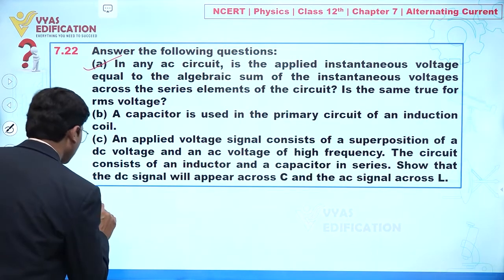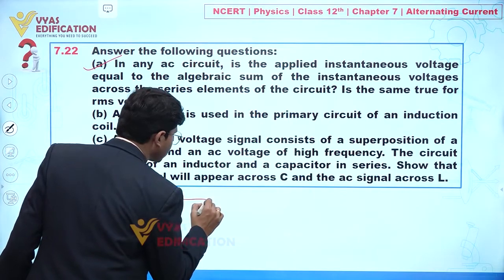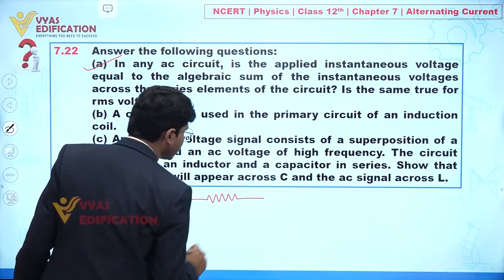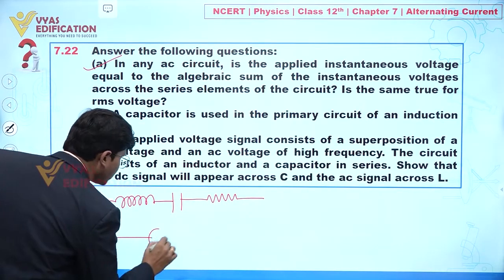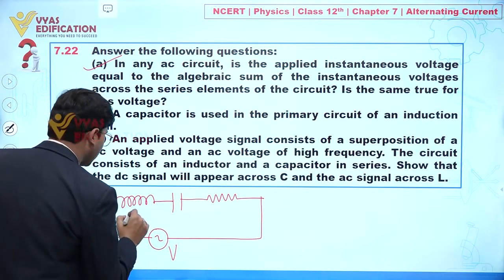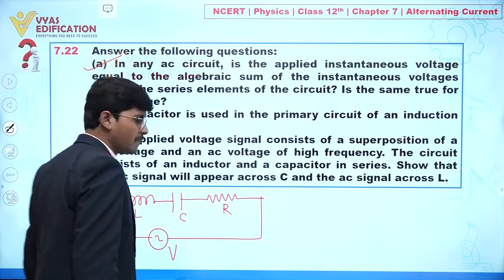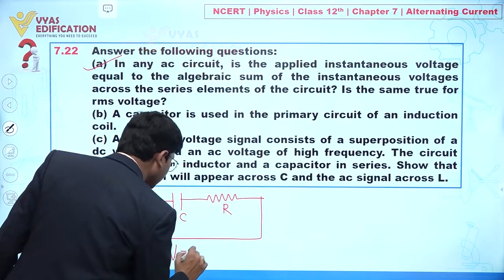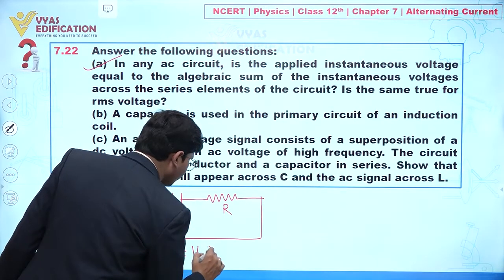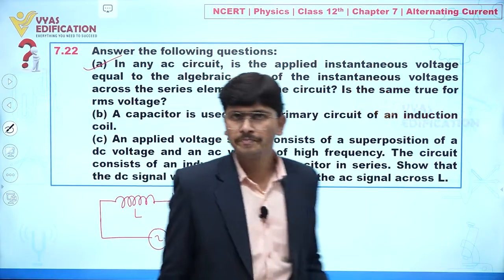Now concentrate. Let's suppose we have an inductor, a capacitor, and a resistor, and all are connected with an AC source like this, clear? Let's say this is V, and this is L, this is C, and this one is R. Let's suppose the source is V naught sine omega t, this voltage is varying in nature, clear to you?